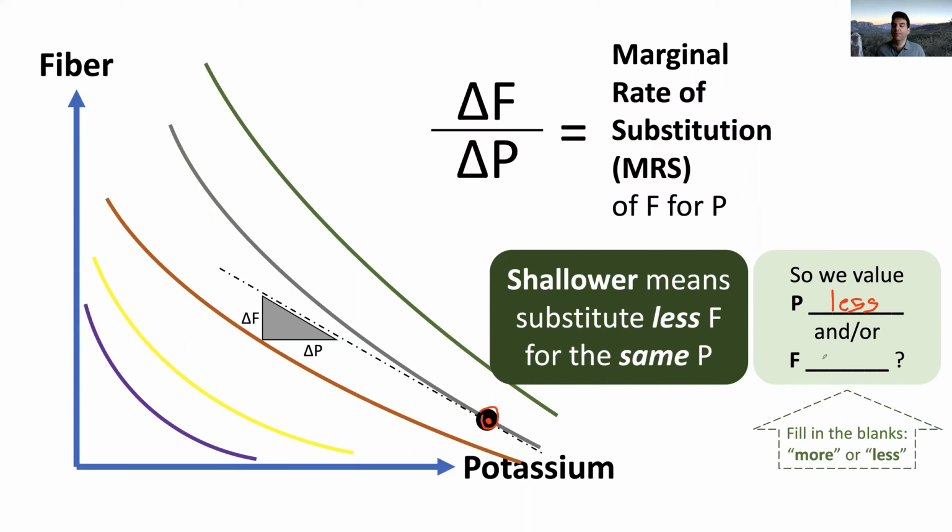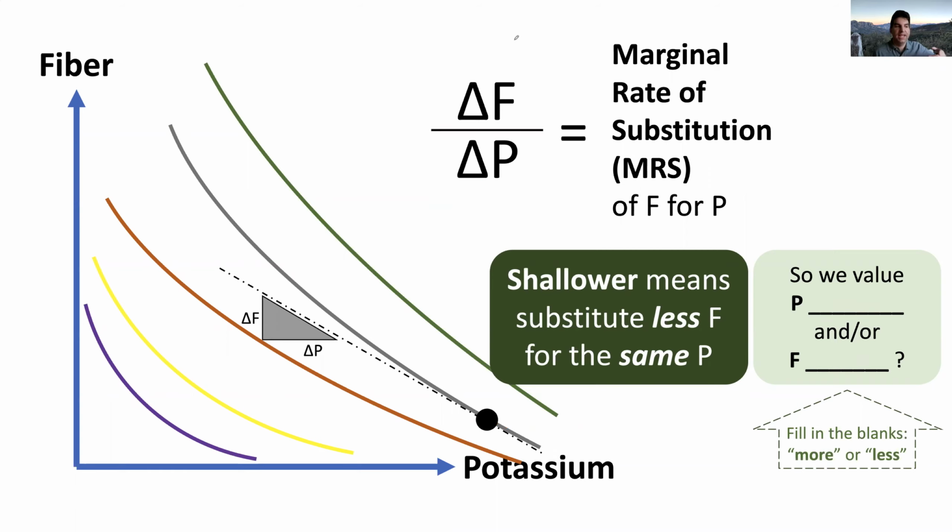and we value fiber more, which makes sense: when you have less of one thing and more of another, you probably are going to value the thing you have less of. Here, we have less fiber, and so we are willing to give up a lot of potassium to get even a little bit of fiber. That's what this marginal rate of substitution is saying. It's a low number, which means we're willing to give up a lot of the thing in the denominator to get a little of the thing in the numerator.